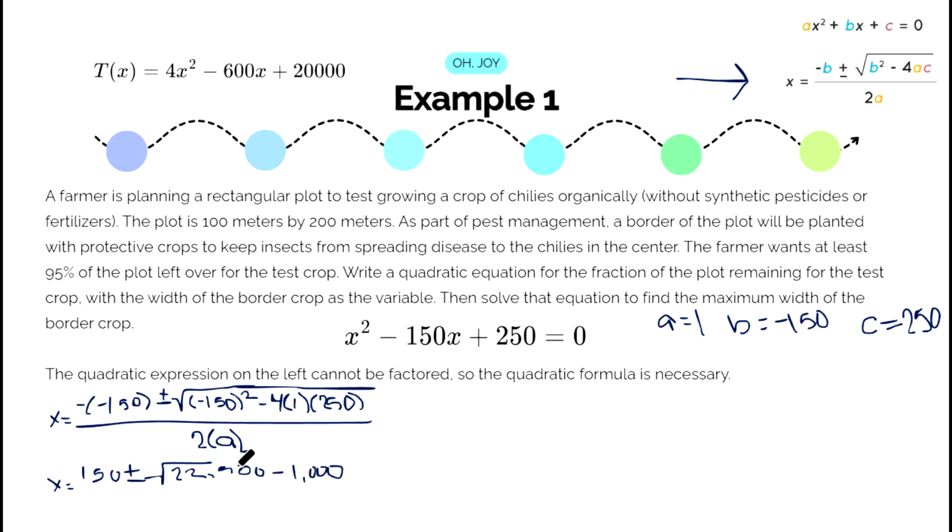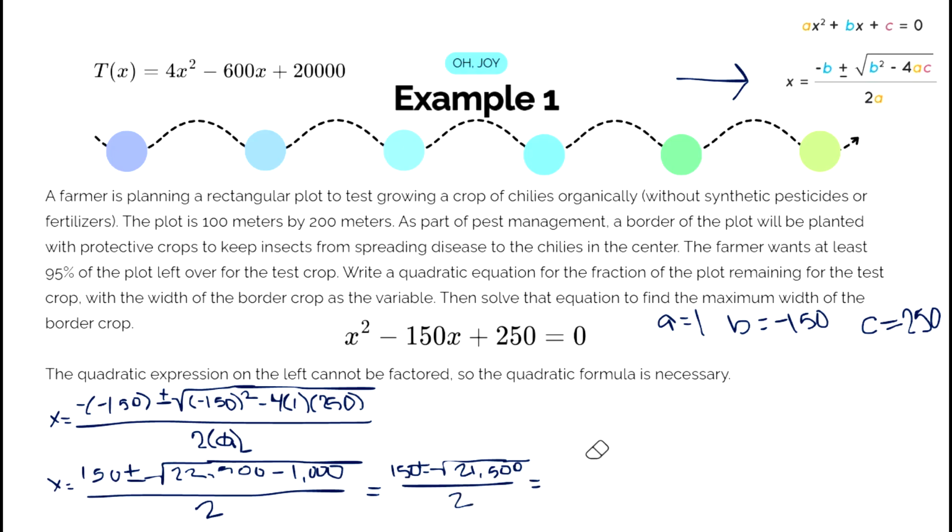Okay, this is still under that square root sign. And then this is supposed to be A, which is 1. I wrote that divided by 2. Okay, let's continue solving. So we still have 150 plus or minus the square root of 22,500 minus 1,000, which is 21,500, divided by 2. I derailed and did it wrong, so I had to stop so we can start again.